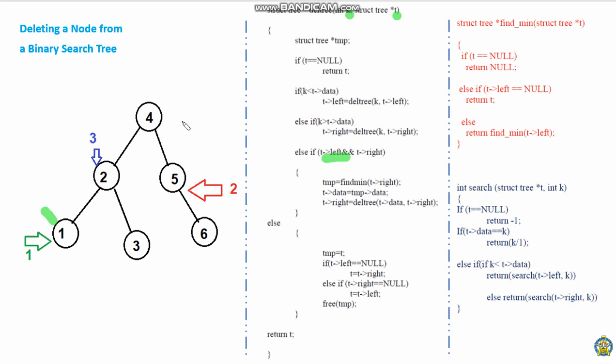The other case, suppose I want to delete 5. What happens? The algorithm works in the same way. It comes here to 4. So it goes to the right.